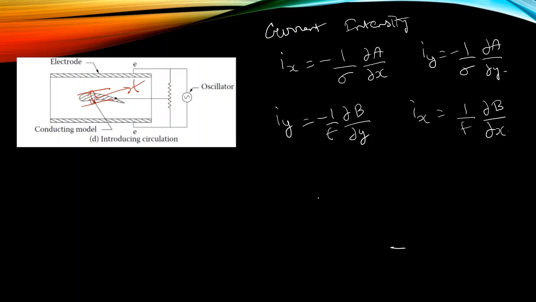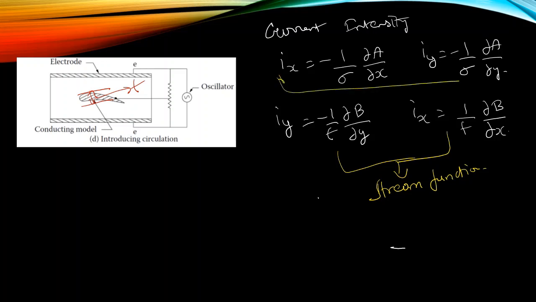So this electrical current function maps with the stream function, right? And the electrical potential function maps with the potential function. So this is how we are plotting the potential line and the stream line for any kind of model which is kept inside the electrolytic bath, right?